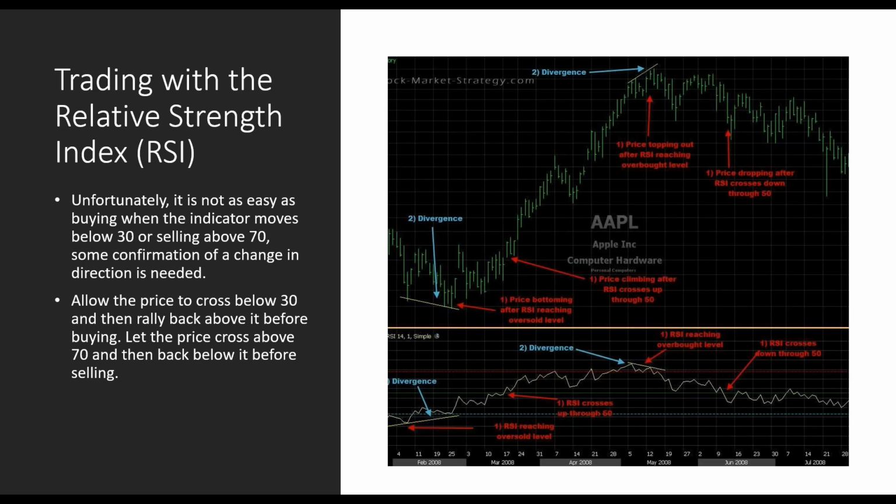So unfortunately, it's not as easy as buying when the indicator moves below 30 or selling when it's above 70. Please, I see all this stuff in the marketplace telling you to do that, but it's not correct. Remember, it's only telling you that the asset has reached a point where it's losing its momentum and it's about to flip down.